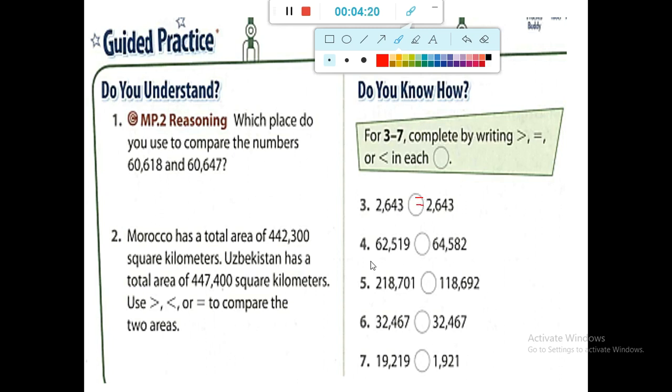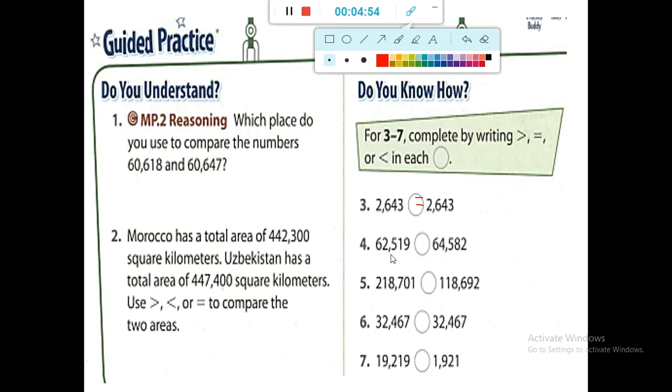And number 4: this has 5 digits and this has 5 digits. So they have the same number of digits. So I start comparing from the left. 6, 6 in the ten thousands. And the thousands, 2, 4. So in number 4, when I start comparing, the ten thousands digit is the same because I start comparing from the left.